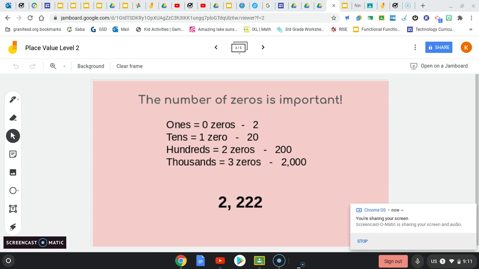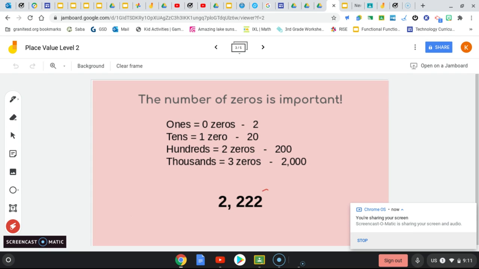On level 2, you're going to be asked some questions that ask you to identify the digit that represents perhaps the ones, the tens, the hundreds, and the thousands. Now, as you do that, you need to understand that the number of zeros is important when you're figuring out what number each digit represents. So let's take a look.